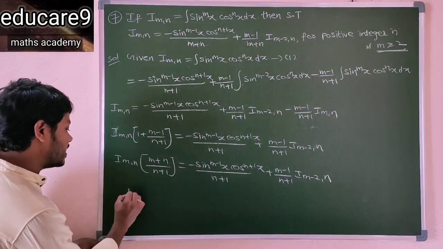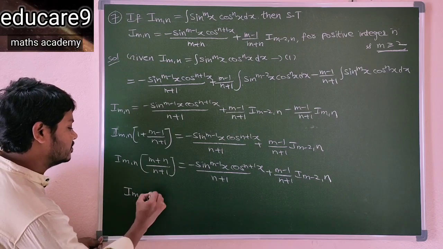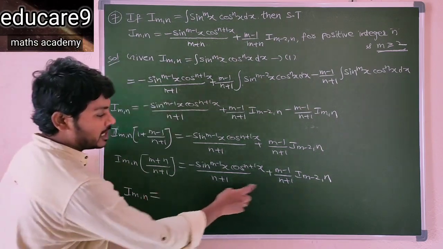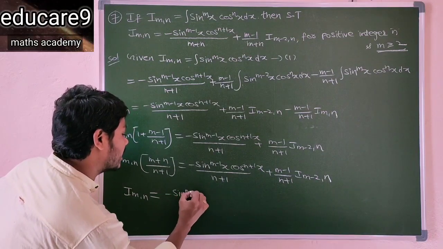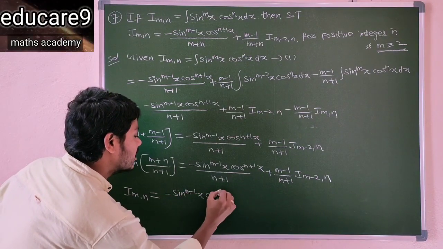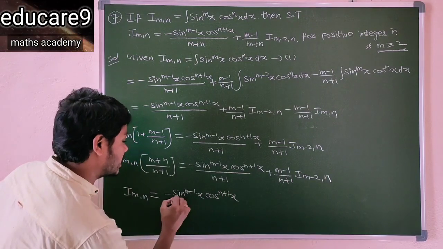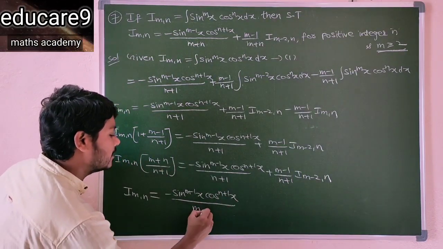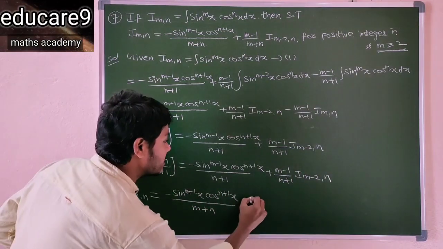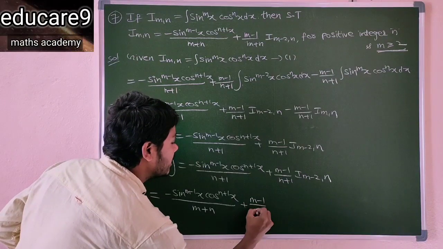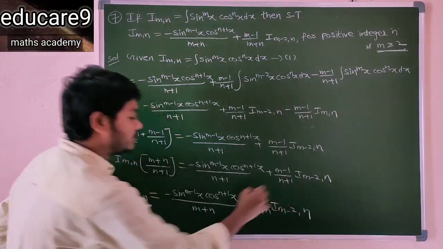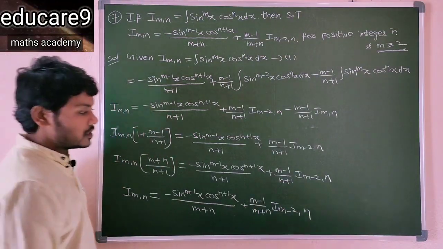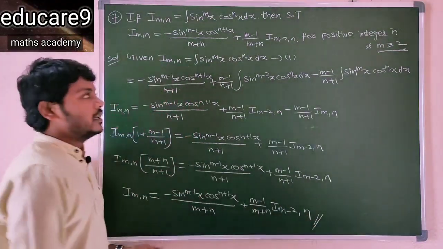So now from this I(m,n) value, what do you get here? n plus 1 gets cancelled. You will get minus sin^(m-1) x cos^(n+1) x divided by m plus n, plus m minus 1 by m plus n I(m-2,n). Okay. So clearly this is the required answer.